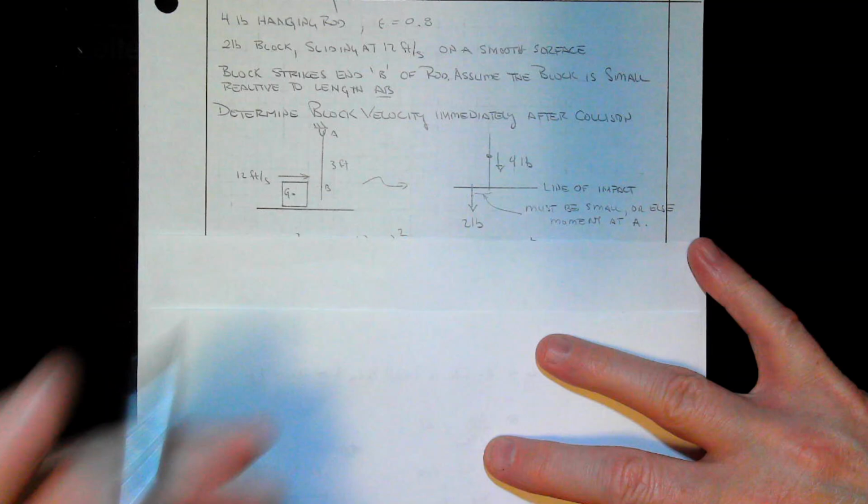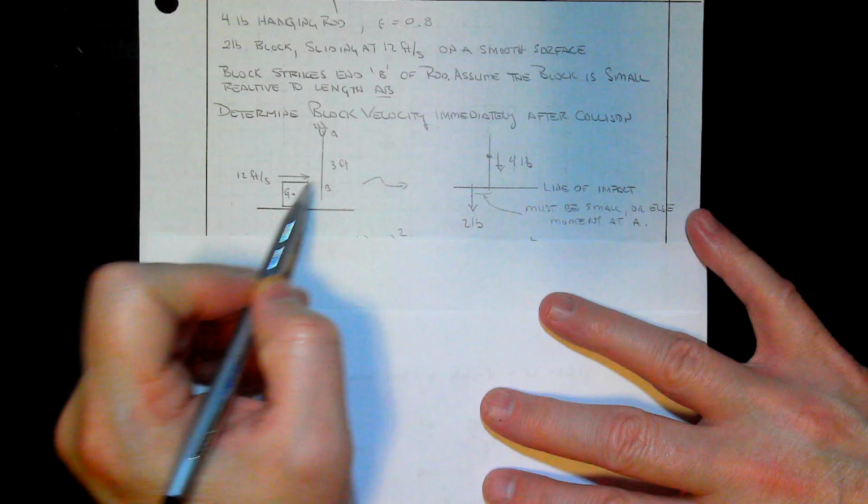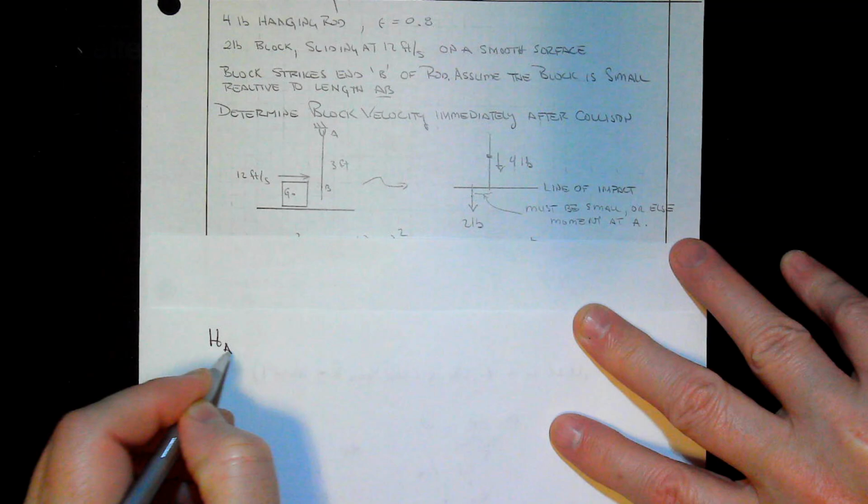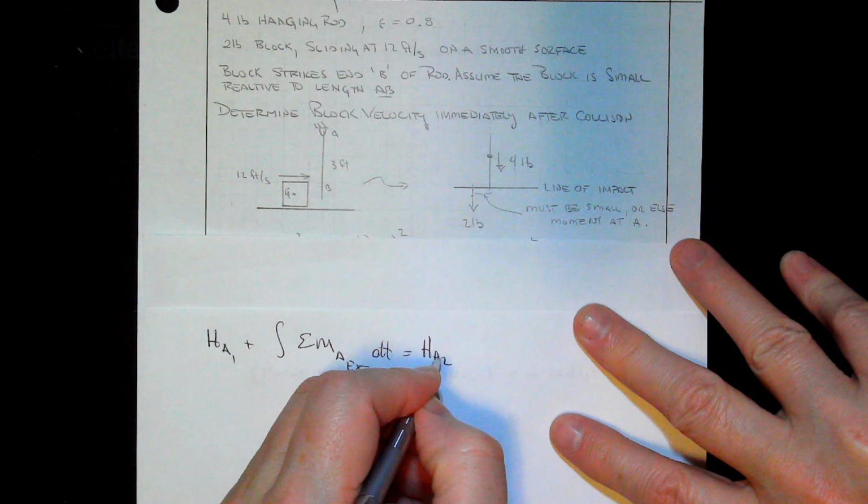We have a small box that weighs 2 pounds, and it's sliding at 12 feet per second on a smooth surface, so there's no friction here. It's going to whack into this bar near the bottom. We're told it strikes the end, and we're to assume the block is small relative to the length of AB. Why do we want to do that?